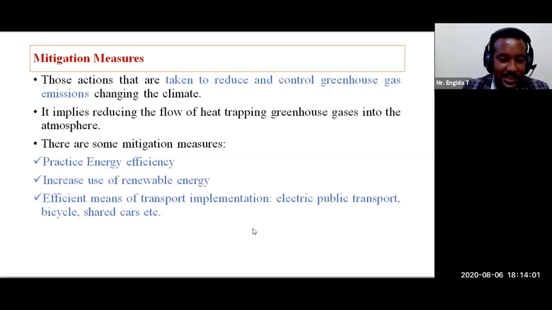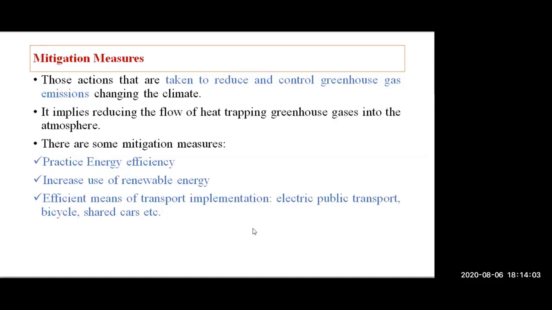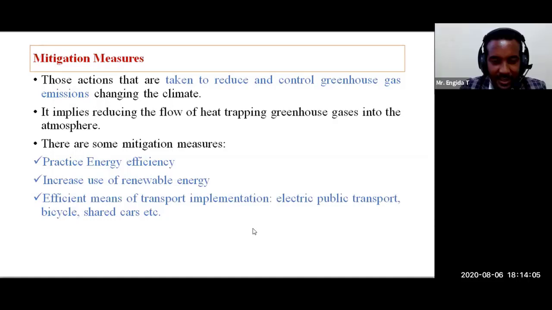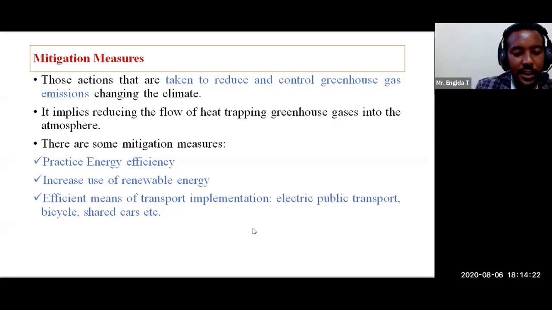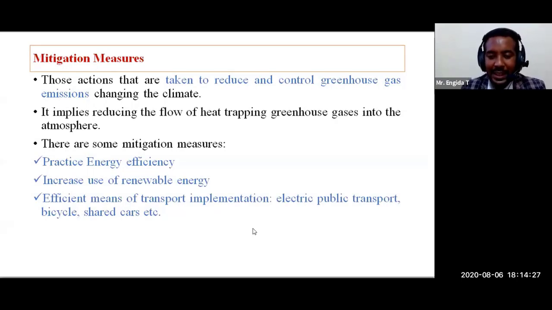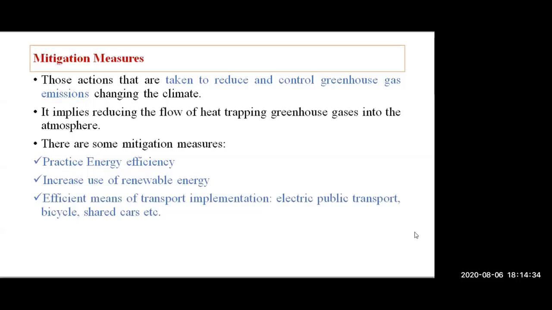What are the strategies of mitigating climate change? Okay. Mitigation is nothing but any action taken to reduce or control greenhouse gas emissions. Any action taken by governments, by researchers, by environmental actors to reduce or to control emissions of gases, emissions of elements, emissions of absorbers is called mitigation.